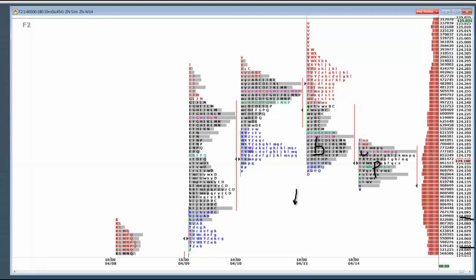Then when the first rotation down did not take out the overnight session low at 11.5, 12, we raised our buy to 9 to 13. So we entered the day session wanting to buy 9s to 13s, followed by a 1 to 5 for our buy 2. The sell was 17 to 21 and then 23 to 27.